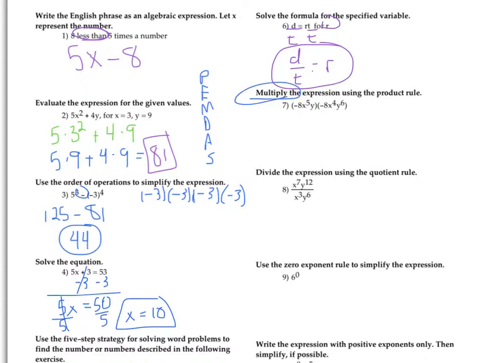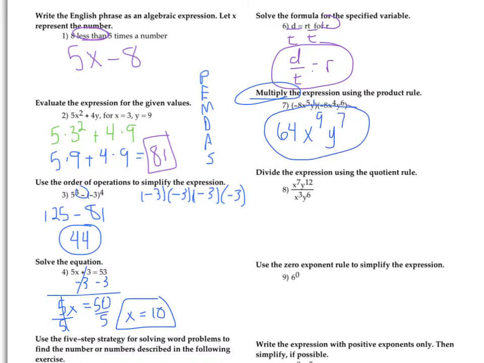Multiply using the product rule. Well, negative 8 times negative 8, that's positive 64. And then these x's and y's, we add their exponents together, keeping in mind that a y without an exponent, or any variable without an exponent, would be to the first power. So x to the 5th and x to the 4th become x to the 9th. Y to the 1st and y to the 6th become y to the 7th.